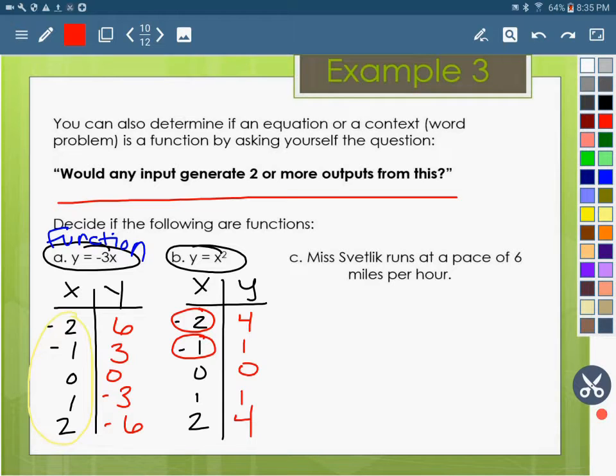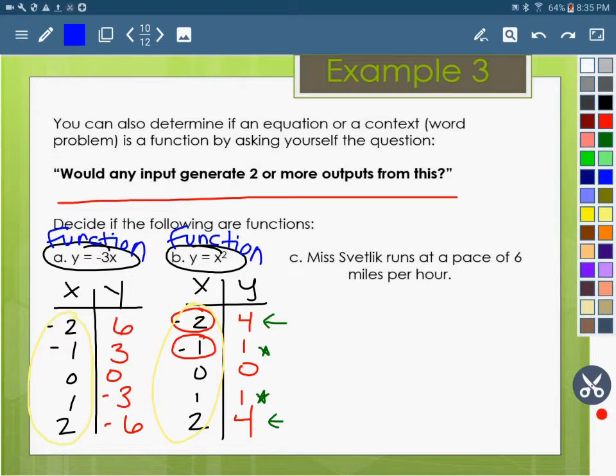Now again, I set this up where the input values are not repeating. So far, it seems to be a function. Don't let that 4 repeating and the 1 repeating fool you. Again, it's only when inputs repeat that it's not a function. So this is still a function.